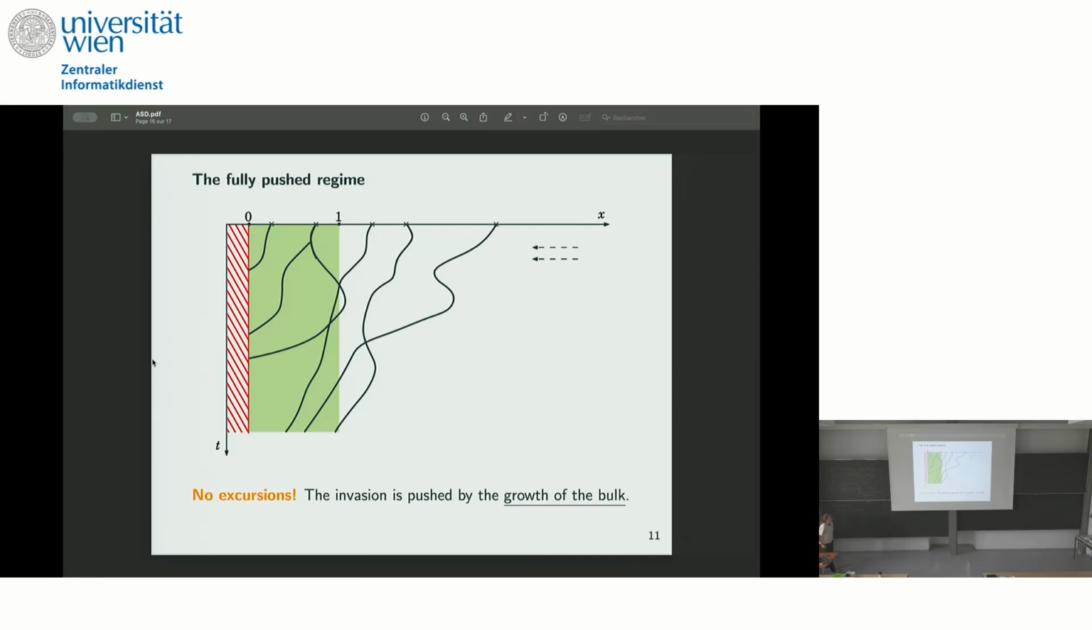Okay, and in sharp contrast, in the fully pushed regime, the drift is too strong, so you can't see excursions on a timescale that is shorter than N. And so all the particles stay in the vicinity of 0, and thus they have almost the same contribution to the process. And this is why these contributions just average out as in a central limit theorem. And so in this case, we say that the invasion is pushed by the growth in the bulk.